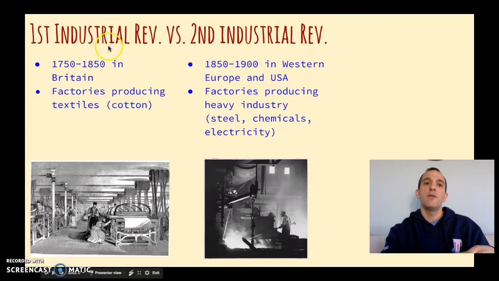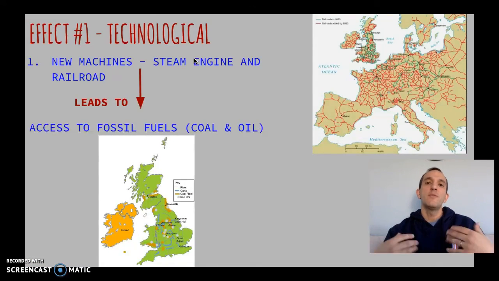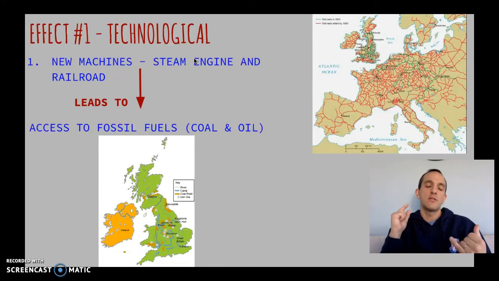So just to point out and keep in mind, there's really two different parts of the Industrial Revolution. Again, the first one on textiles, the second one on heavy machinery. Some of the effects, the initial effects, and the effect number one that I want to talk about is just technological. We're going to have a lot of new inventions.